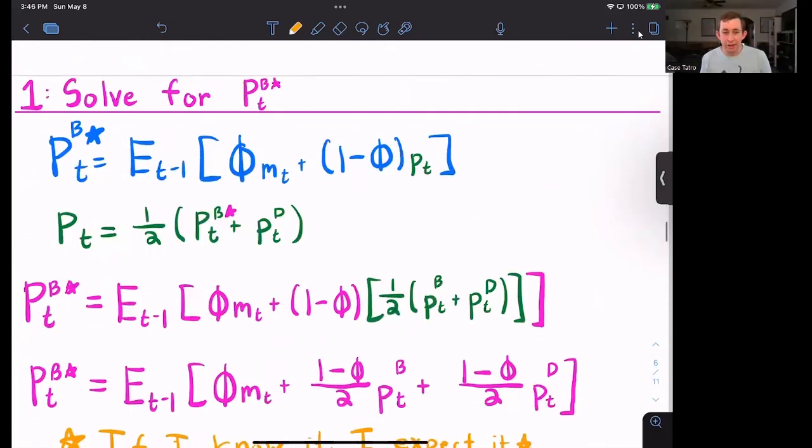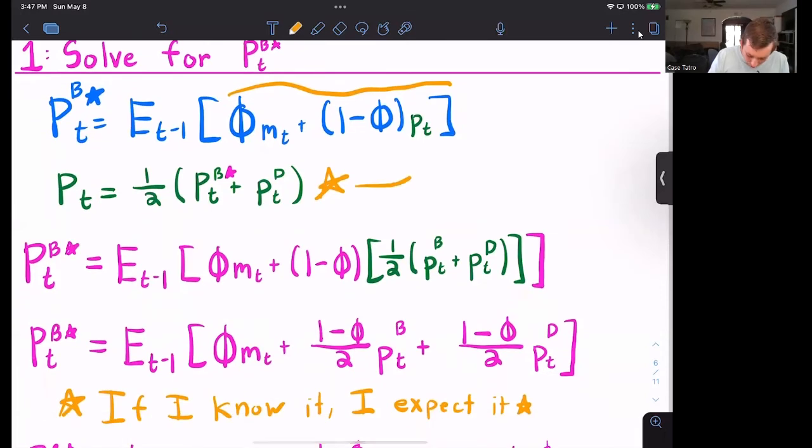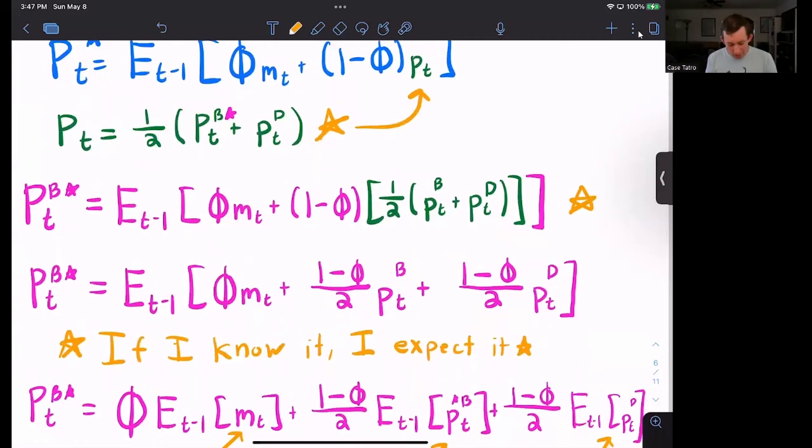So first, I'm going to think about this optimal price for Bill, which we know is this guy. And I'm going to think about what Bill thought it was going to be last period. And again, I'm just going to include the fact that the overall price level is the average of Bill's optimal price and Dave's optimal price. Okay, I can plug this overall price level in here, and then I get this equation right here. Again, all I've done is plug in the average price for that price level. Then I'm just going to multiply out that equation.